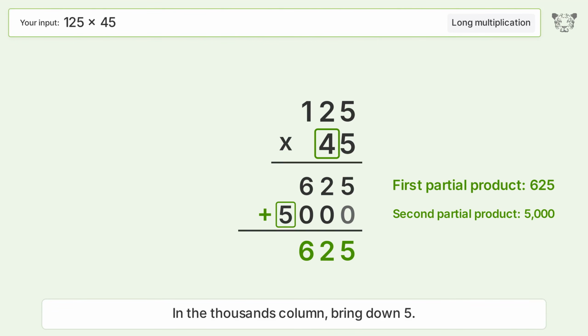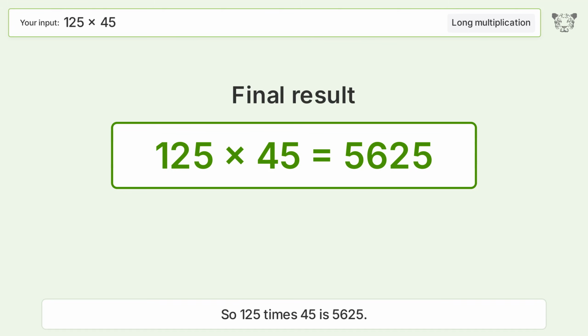In the thousands column, bring down 5. The product of the whole numbers is 5,625. So 125 times 45 is 5,625.